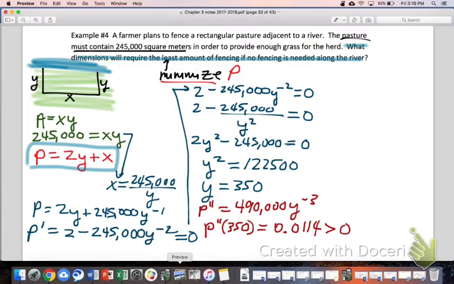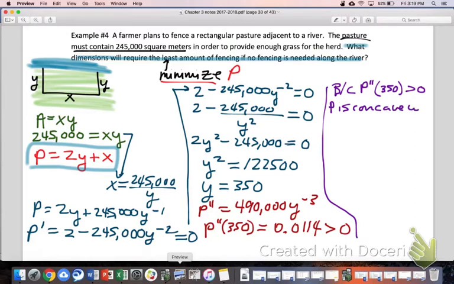So perhaps pause the video here, see if you can write out a conclusion that would go with what we're working with here. And I will do the same thing. Feel free to play the video when you're ready. Okay, so we could say this. Because p double prime of 350 is positive, you could say p is concave up at y equals 350.